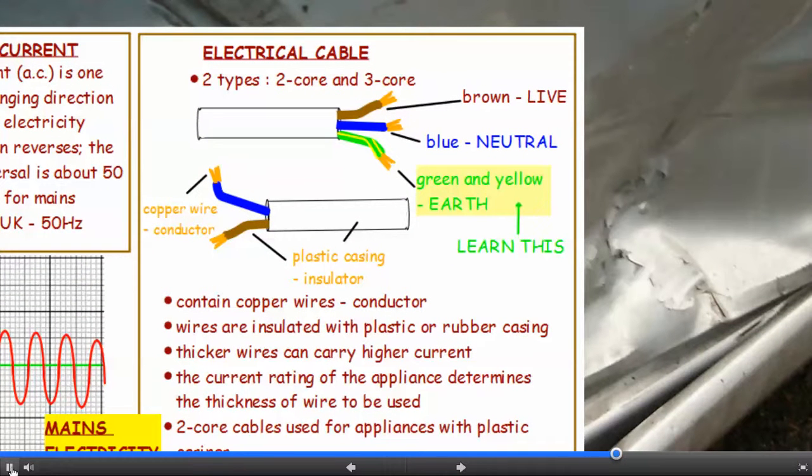Now electrical cable comes as two types. You can have 2-core cable or 3-core cable. Now in both cases they contain copper wires, which are conductors, and the wires are insulated with plastic or rubber casing. Thicker wires can carry a higher current, and the current rating of the appliance determines the thickness of the wire to be used. 2-core cables are used for appliances with plastic casings. They don't have an earth wire, which we'll come on to in a minute.